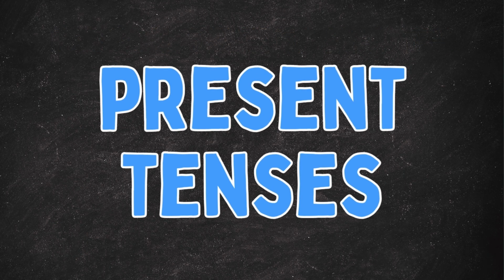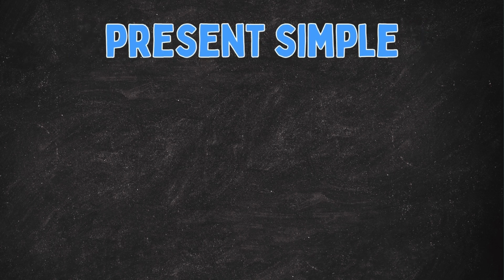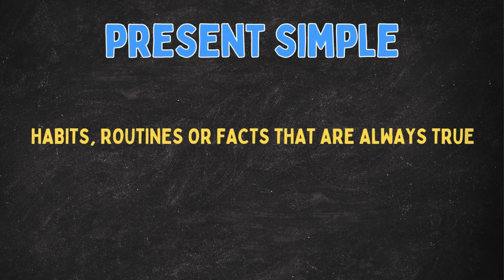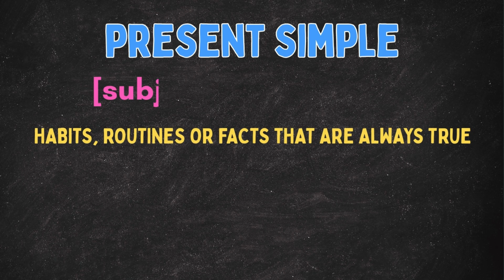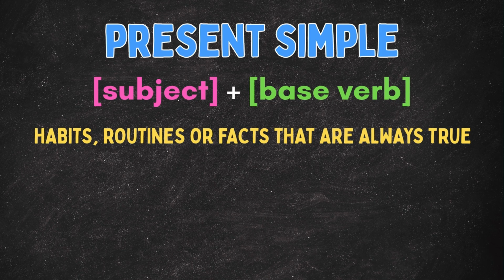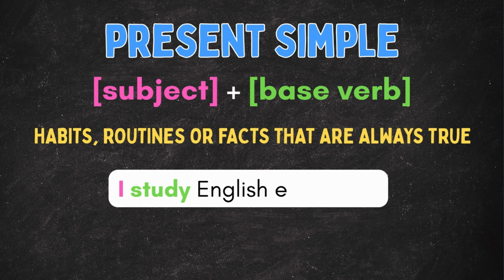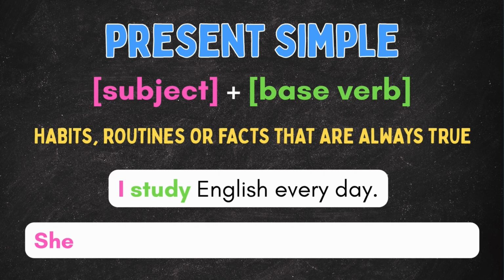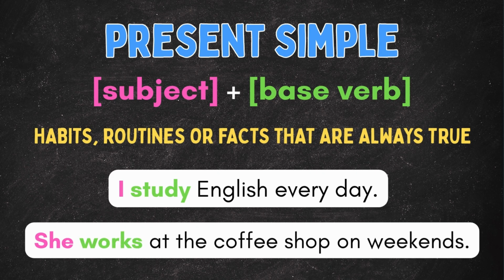First, the present tenses. Present simple. We use it for habits, routines, or facts that are always true. The sentence structure is subject plus base verb. Here's an example with the verb study. I study English every day. Here's an example with the verb work. She works at a coffee shop on weekends.